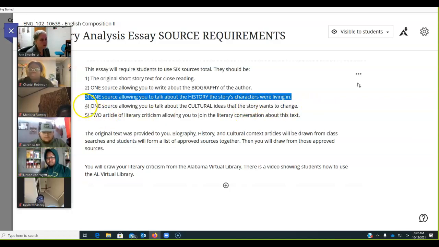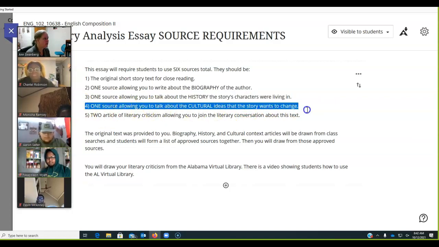All right, number 4, Devin, read us number 4 here. One source allowing you to talk about cultural ideas the story engages with or wants to change. All right, so one source allowing you to talk about the cultural ideas that the story is engaged with or wanting to change.